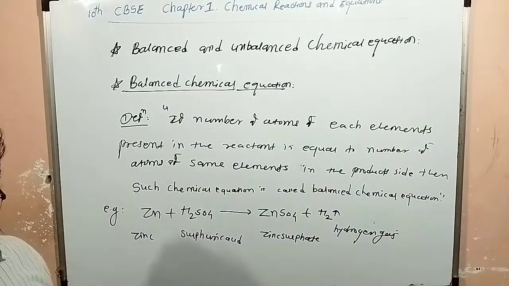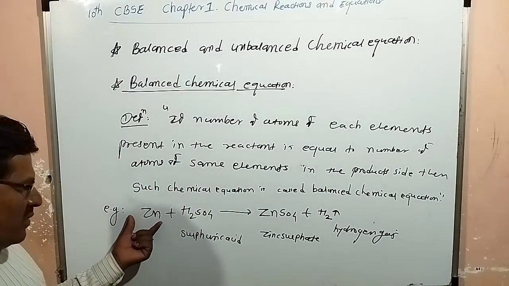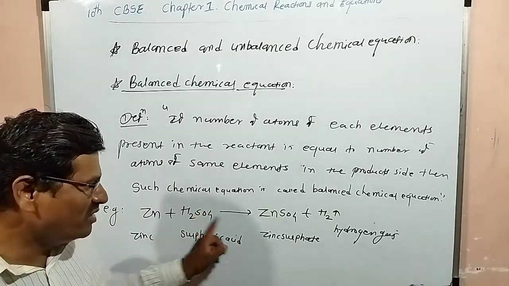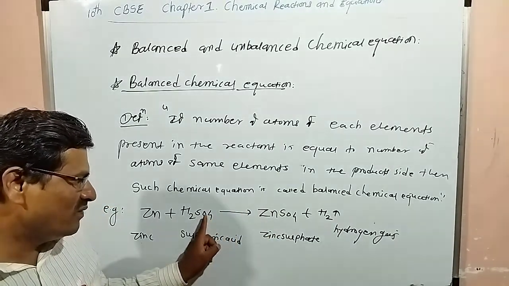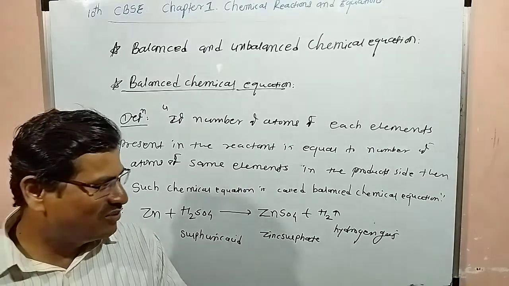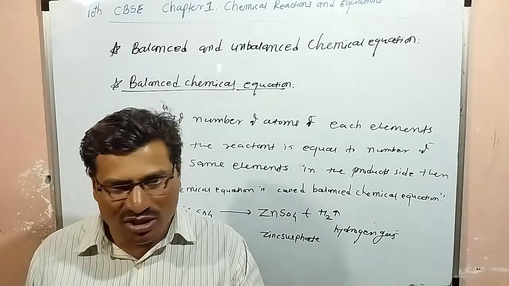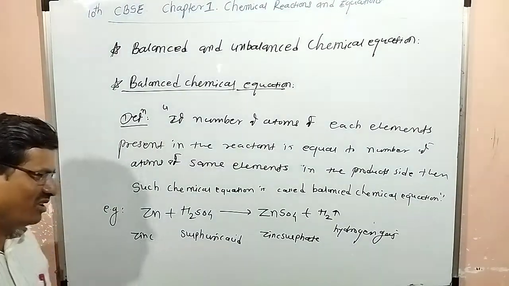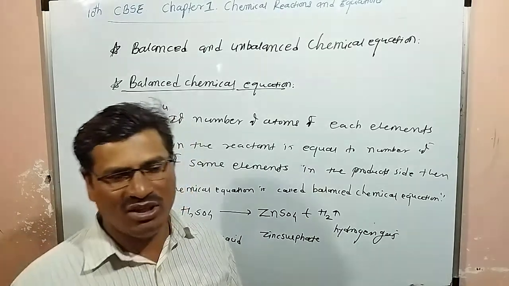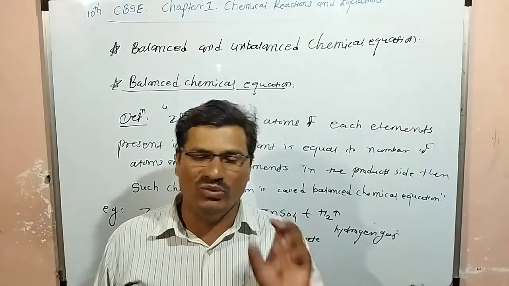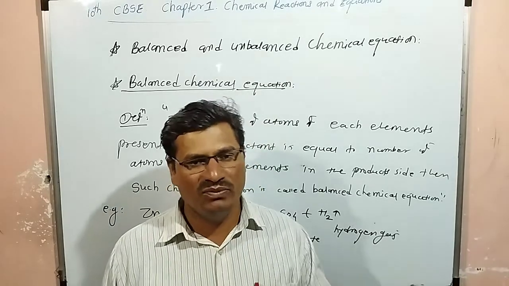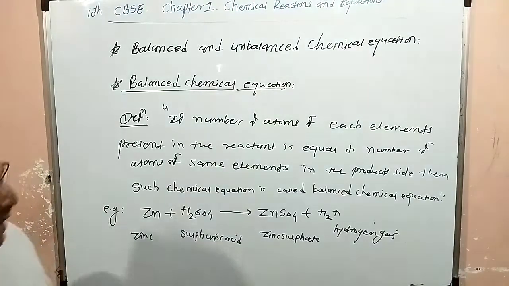If you count the number of atoms of each element: zinc is 1 on both sides, hydrogen is 2 on both sides, sulfur is 1 on both sides, and oxygen is 4 on both sides. So the number of atoms of each element in the reactant side is equal to the number of atoms of the same element in the product side. Then this chemical equation is called a balanced chemical equation. If a chemical equation is not balanced, we have to balance it, because as per the law of conservation of mass, the mass of the reactants should be equal to the mass of the products.